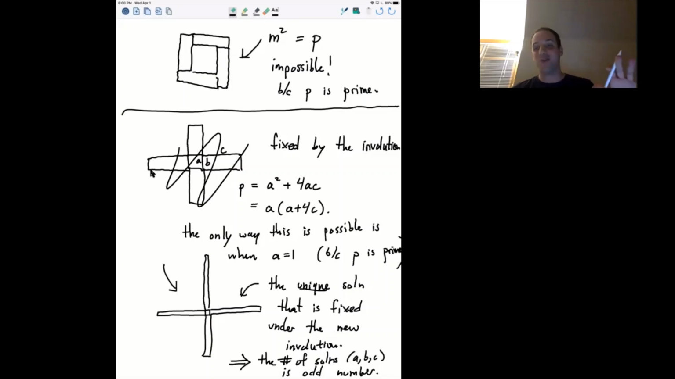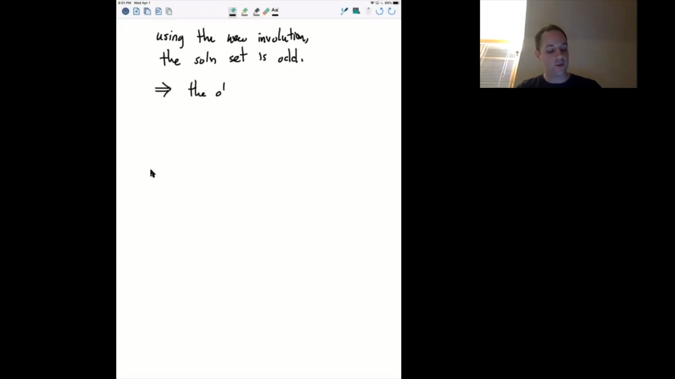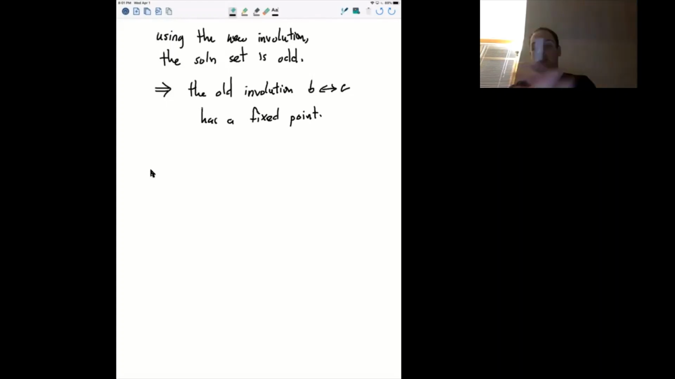Now go back to our stupid involution of just switching B and C, right? That's also an involution. And when you have an odd number of things and you have an involution, that means that every single thing has a partner except for one, right? So there's going to be an odd one out for that other involution as well. Here's how the logic goes. So using the new involution, the solution set is odd. And that implies that the old involution, which was just swapping B and C, has a fixed point. In other words, there is some solution which doesn't change when I swap B and C, right?